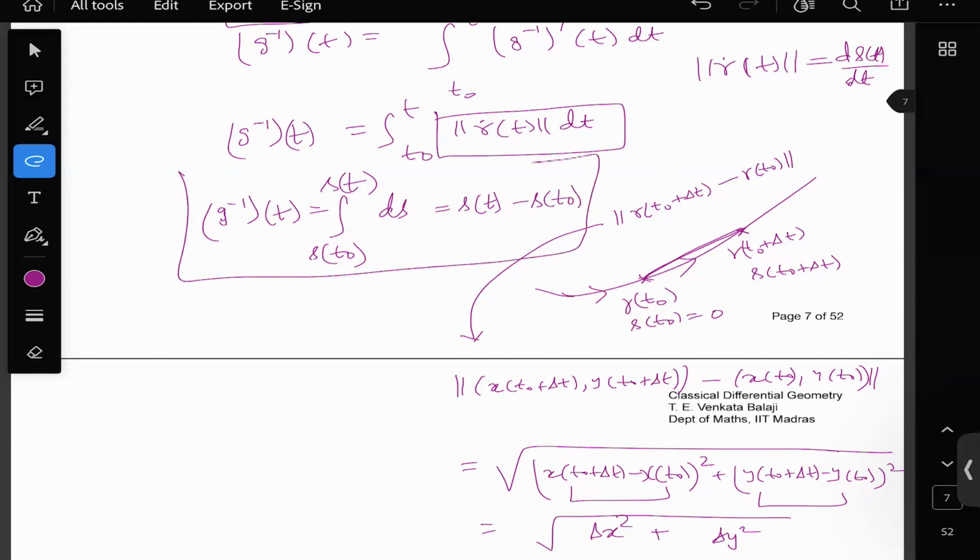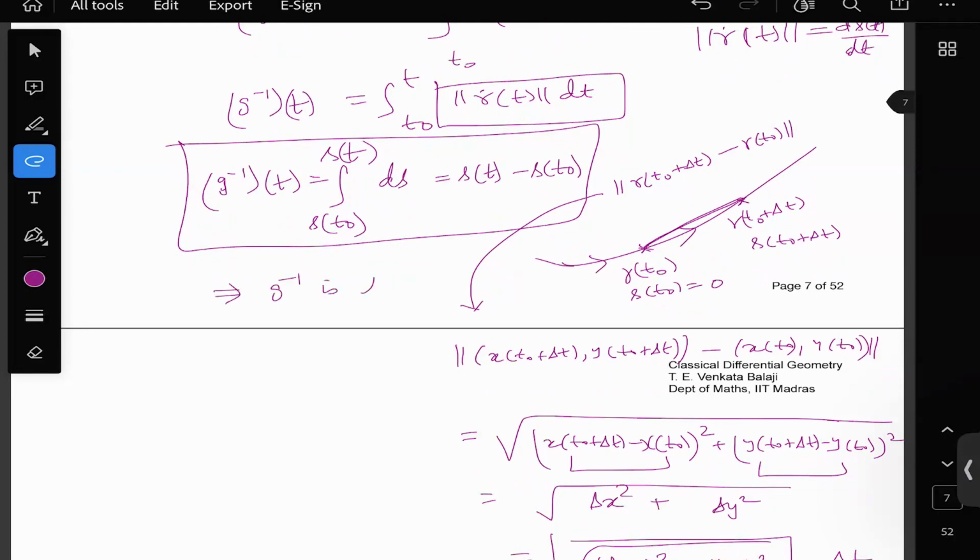So you see what is happening. The reparametrization that will give you unit speed, if you assume that the reparametrizing function is monotonically increasing so that its derivative is positive, you cannot find that function directly, but its inverse function is directly visible. It is nothing but the arc length. G inverse is just the arc length. Therefore, what is G? G inverse is the arc length function.